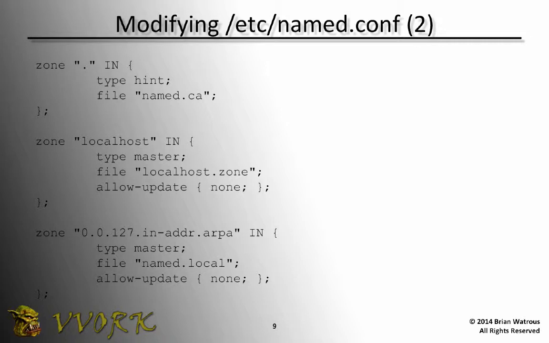So if somebody's attempting to do a reverse lookup on 127.0.0.1 or 127.0.0.2 or anything in the 127.0.0 network address, then the named.local file is where this DNS server is going to find the name that corresponds to the IP address that you're looking up. Again, everything on this slide here is just taken straight out of the default named.conf file.